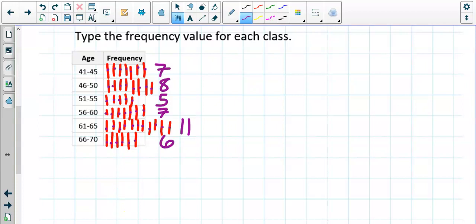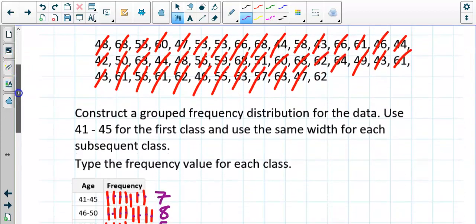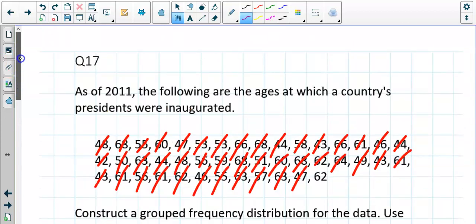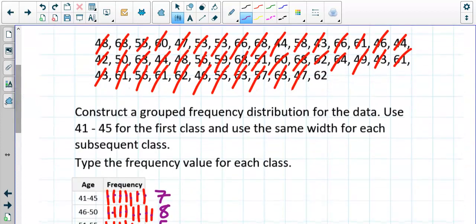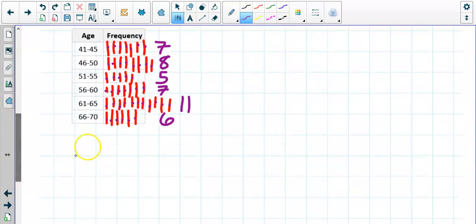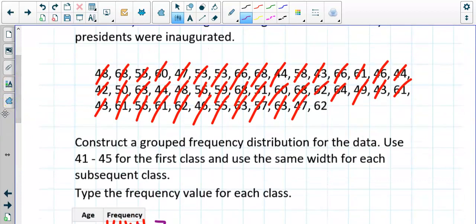And there you go. Now, did they tell us how many total there were? Doesn't look like it. Oh, wait a minute. Countries, presidents' ages as of 2011. So, I mean, the best thing that you should do in the end is make sure that everything in this column adds up to the total that you have up here to make sure that you haven't missed anything. But as long as you've been marking as you go, you should be pretty okay.